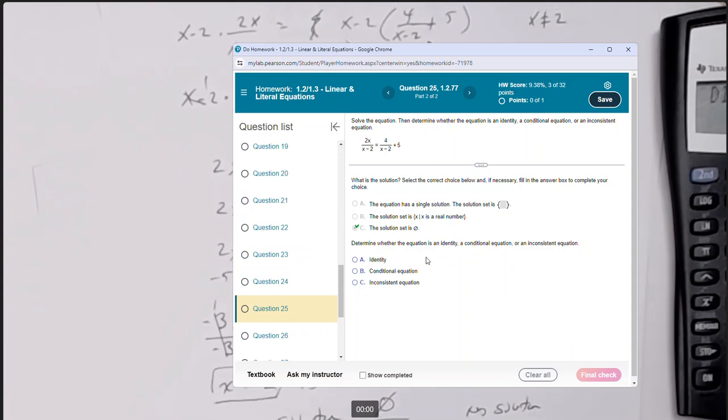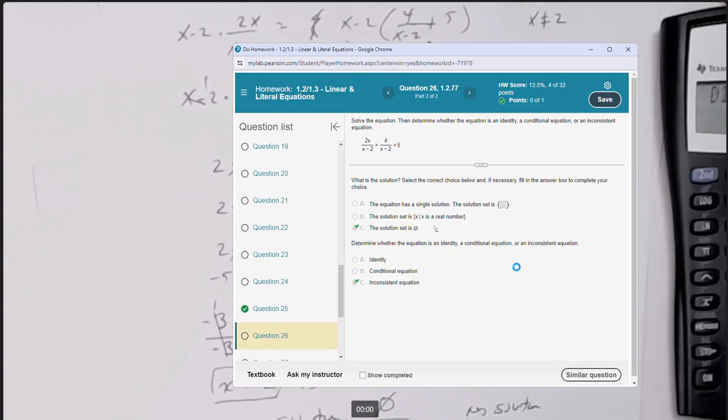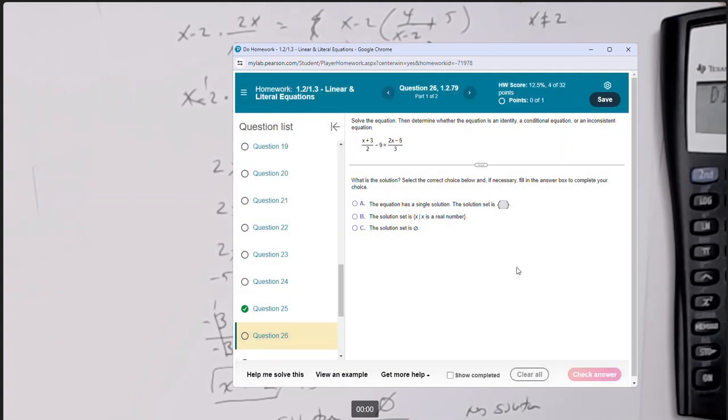So if I do that, hopefully it'll be correct. Yeah. All right. So you get that. Inconsistent equation. All right, so that's how you do that. Okay? And so the same thing here: identity, conditional, inconsistent.